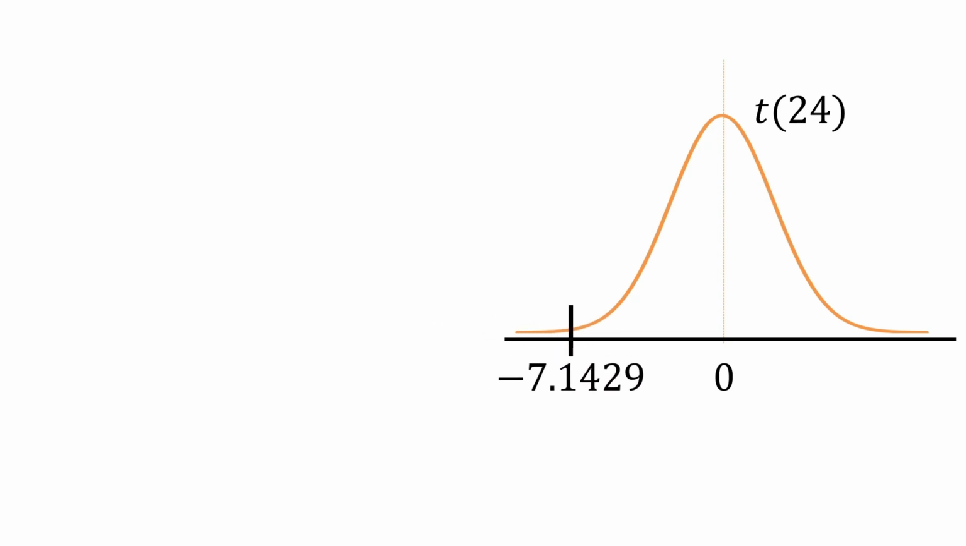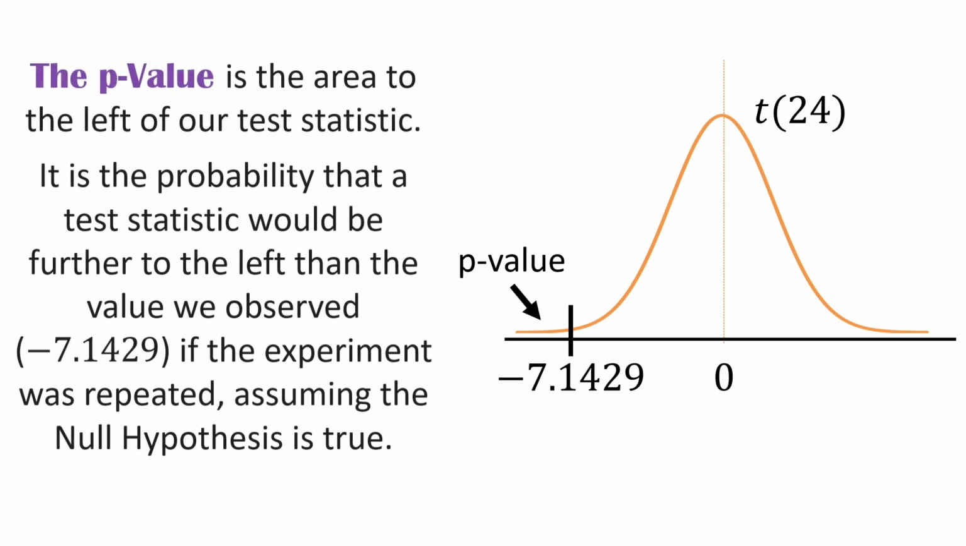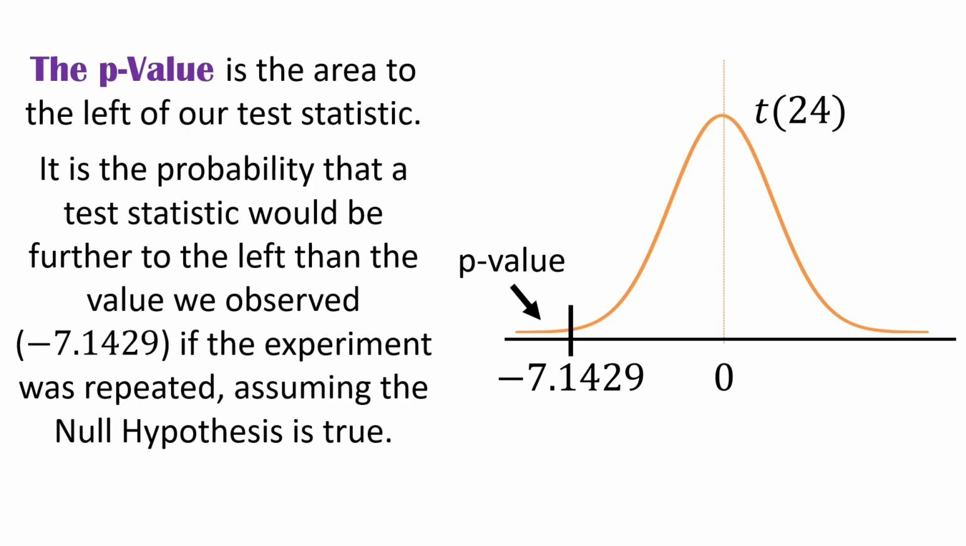And what is the p-value? The p-value is the area in that lower tail to the left of our test statistic. So just to review this concept, the p-value is the area to the left of our test statistic. What does it really mean? It is the probability that a test statistic would be further to the left than the value we observed if the experiment was repeated, assuming the null hypothesis is true.